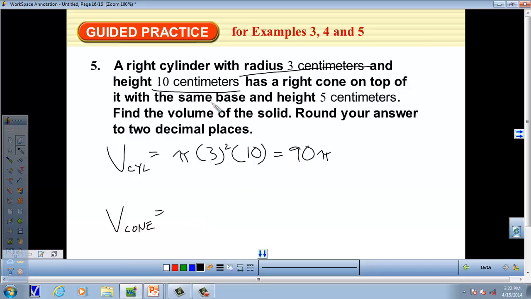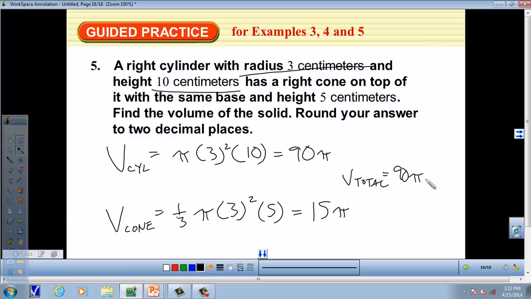The right cone on top has the same base, so since it's 1/3 pi, it would still be 3 squared, and the height this time is 5. We can't really divide here, so 3 squared is 9. 9 times 5 is 45. 45 divided by 3 ends up being 15 pi. Okay, so then we're going to add those two together. The total is going to be 90 pi plus 15 pi, which is 105 pi.